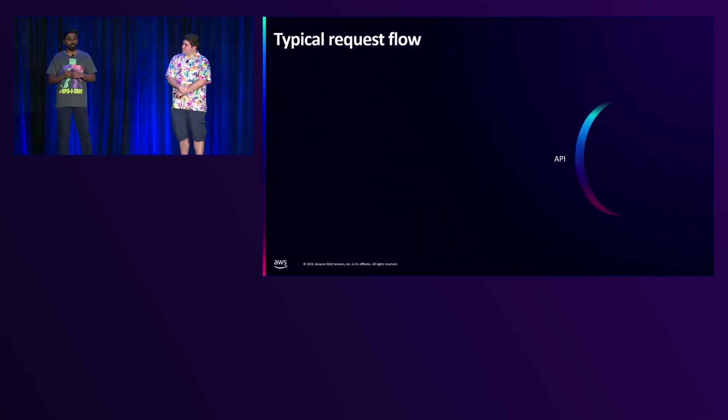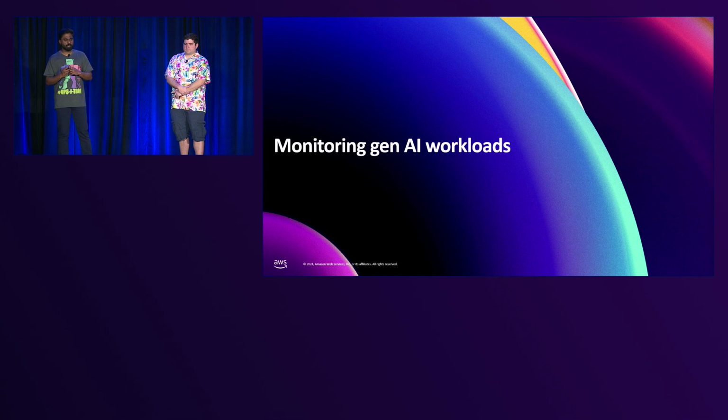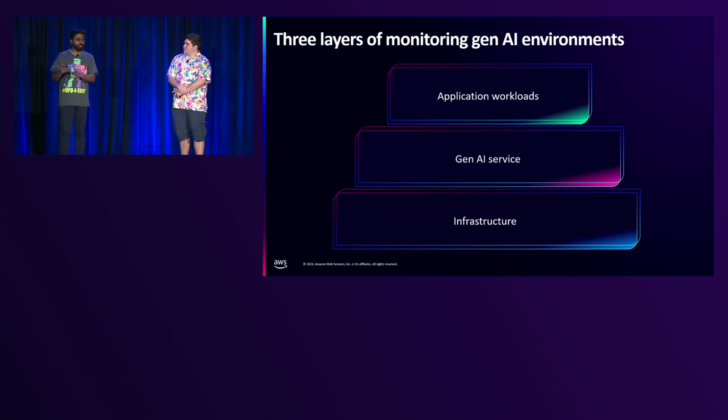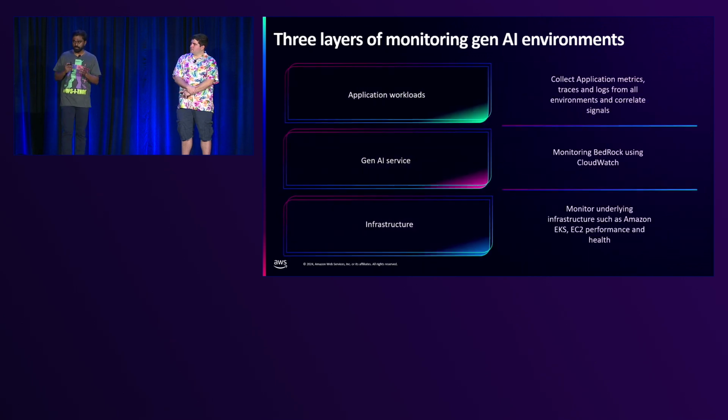That leads us into monitoring APIs. In this case, we take the example of generative AI, assuming that Bedrock is behind it, right? So what are the things that you can do to monitor Gen AI workloads? Before we go too far into it, the way we like to break it down is there are different layers here, right? There are three layers in general when it comes to generative AI environments. The underlying infrastructure and the service itself and the application.